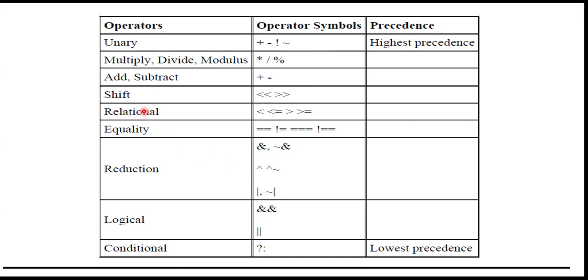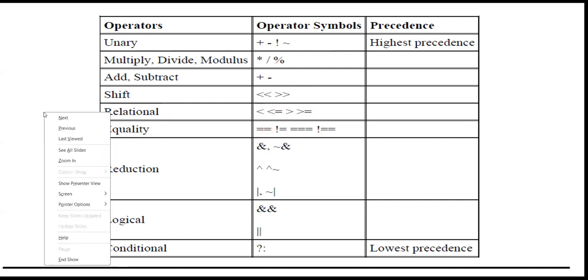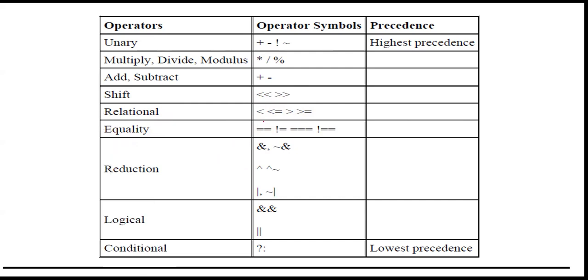And there is a relational operator. In this relational operator, we have this less than, less than or equal to, greater than or equal to. Equality check operators are here, double equal. So we use double equal here, and here you are seeing triple equal. This is for case checking.